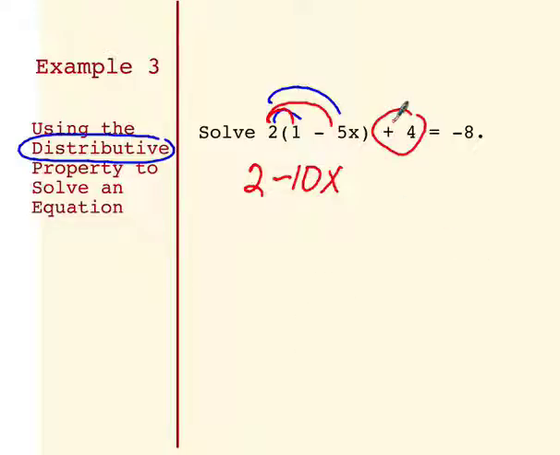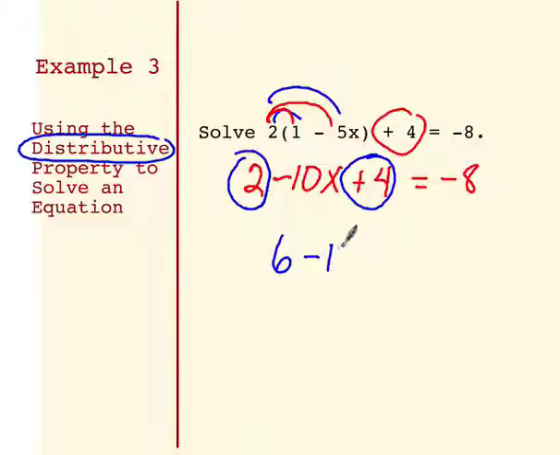Plus 4 is not in the parentheses, so I just bring it down, equals negative 8. Still not done. I use the distributive property, just get rid of the parentheses. Now I want to combine like terms just to make things easier. I have a 2 and a plus 4, that is with the negative 10x. So I have 6 minus 10x equals negative 8.